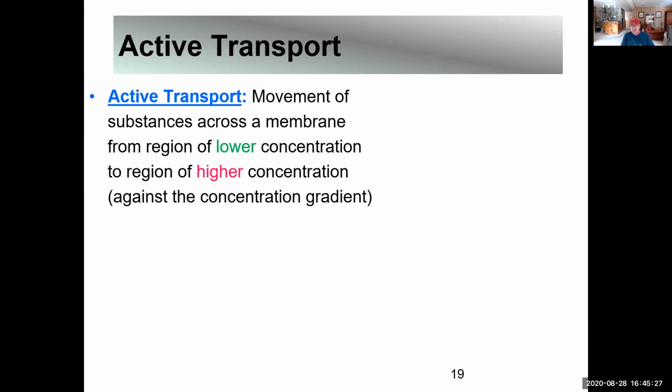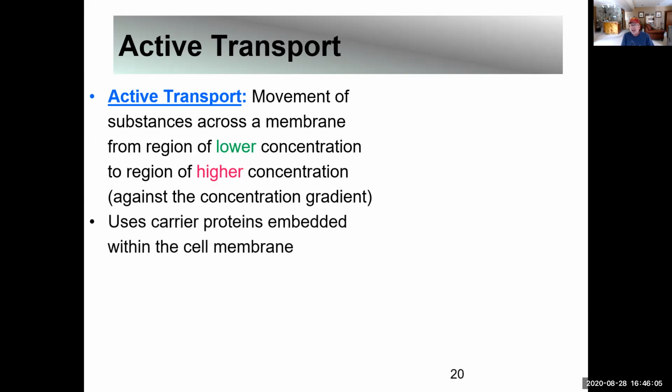In the same way that the salmon is swimming against the concentration gradient, so too would we be moving materials against the concentration gradient in active transport. Does the fish have to expend energy to swim against those waterfalls? The answer, of course, is yes. So this also costs the cell energy to move the substance against the concentration gradient.